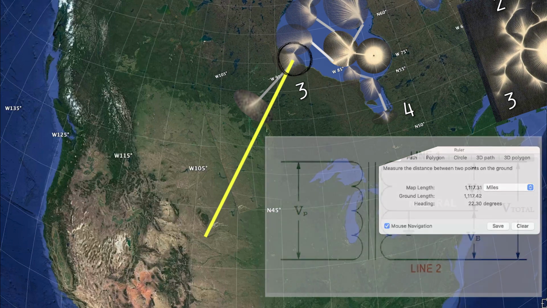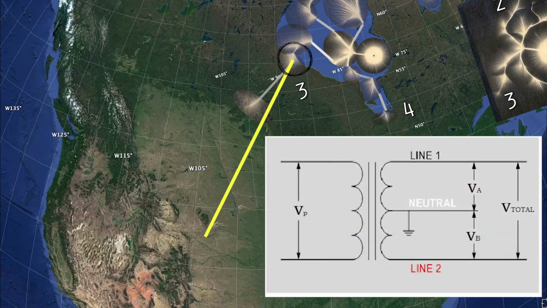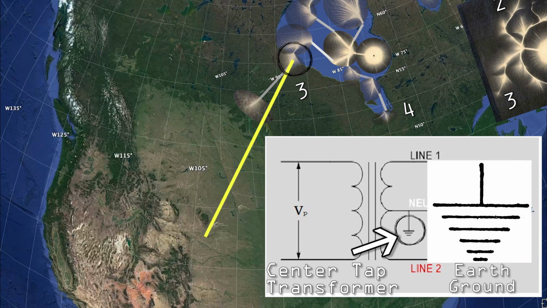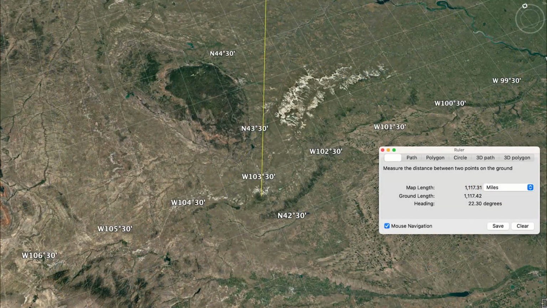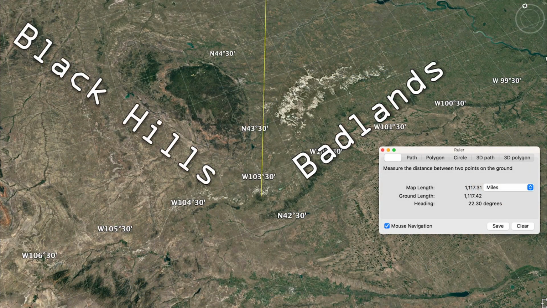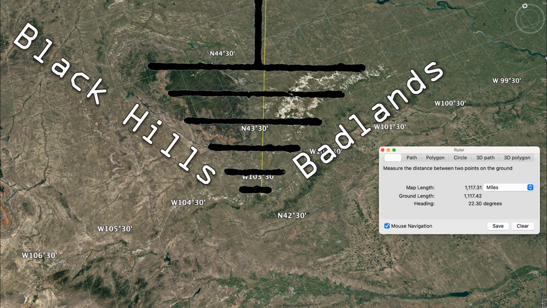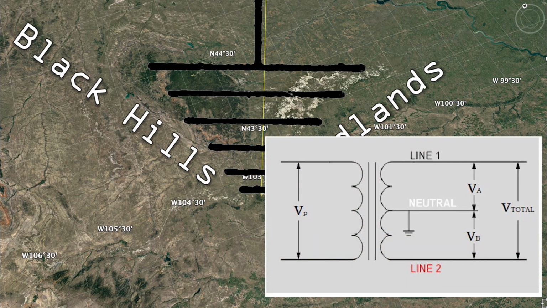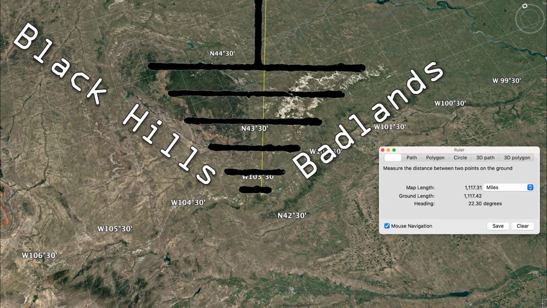In electric circuits, what I am defining is called a center tap transformer, another discovery credited to Fred. And this little symbol on the diagram here represents the center tap ground. And that means that the Badlands and the Black Hills represent the center tap ground, grounded to the core, per the literal diagram. This is a freaking ground connection.